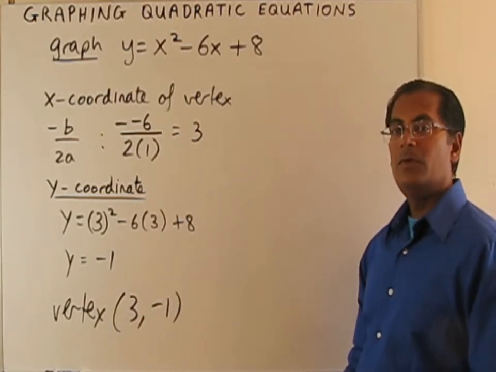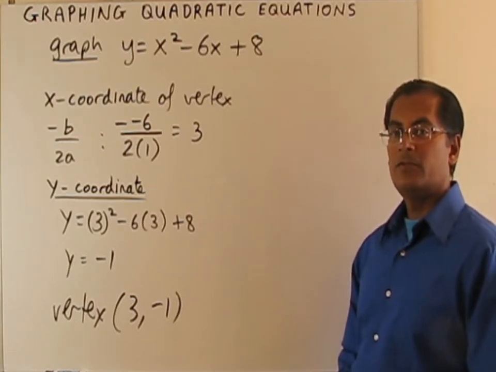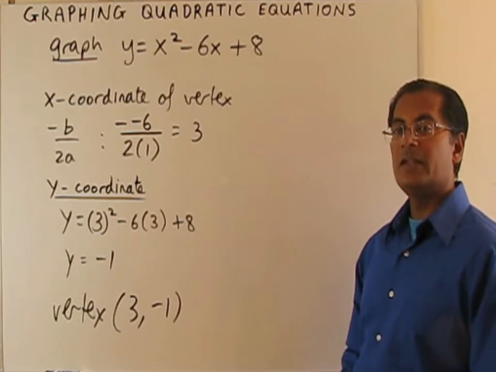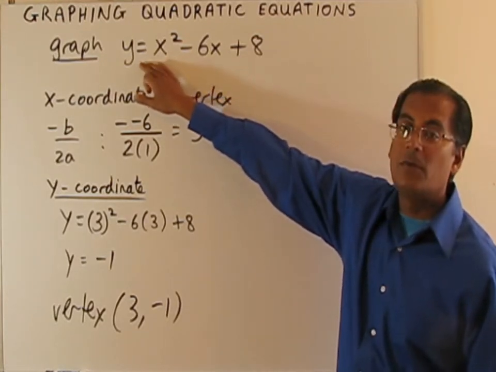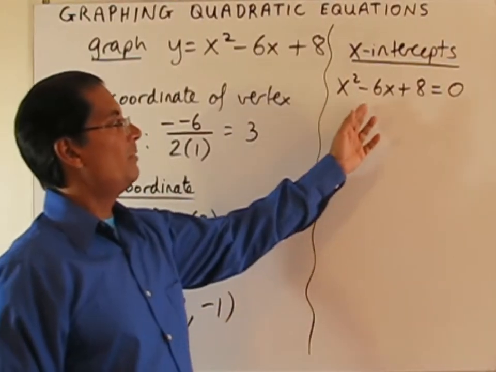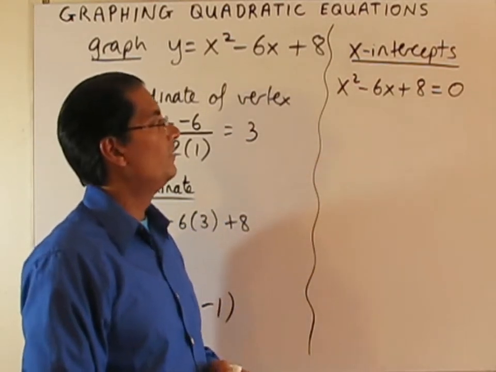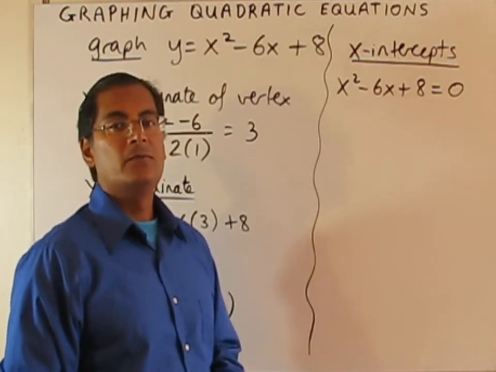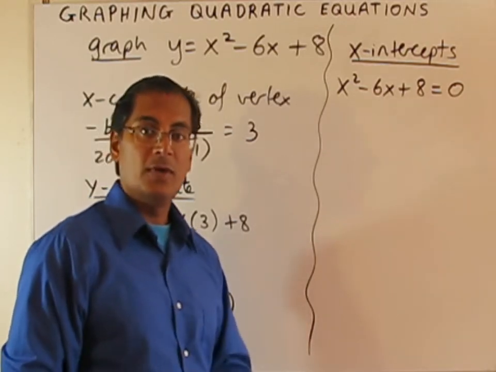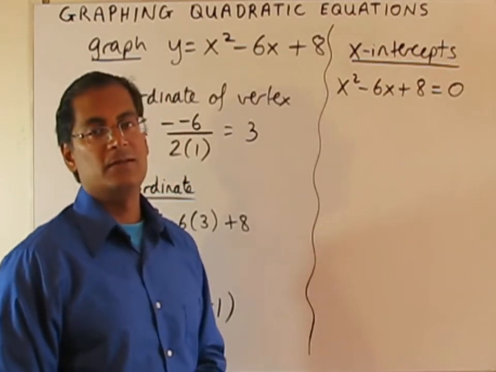The next thing we do is we have to find the x-intercepts. To find the x-intercepts, we have to set this equation equal to 0. We have to make y equal to 0 and solve for x. Thus we have to solve x squared minus 6x plus 8 equal to 0. Now to solve this equation, we can do several methods. We can use a formula, we can factor, we can use the square root property, we can complete the square. But let's try factoring, because that's the first thing you should actually attempt.